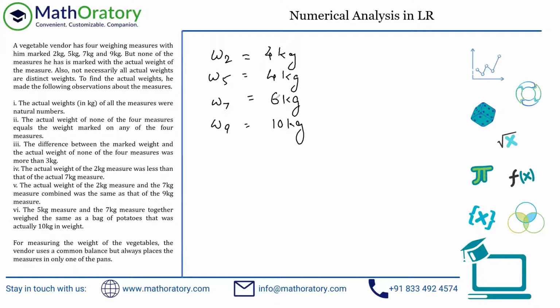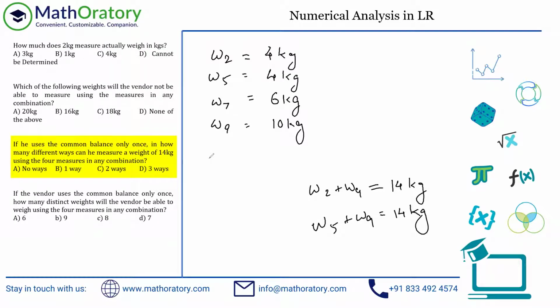The thing I was talking about is, if you consider that this measure and this measure are actually different measures, right? So placing W2 and W9 together is different from placing W5 and W9 together, right? So in both cases you actually get 14 kilos, but these should be considered different ways. So if you look at the problem, this is what we are trying to achieve by using the four measures, right? And there is another combination, by the way.